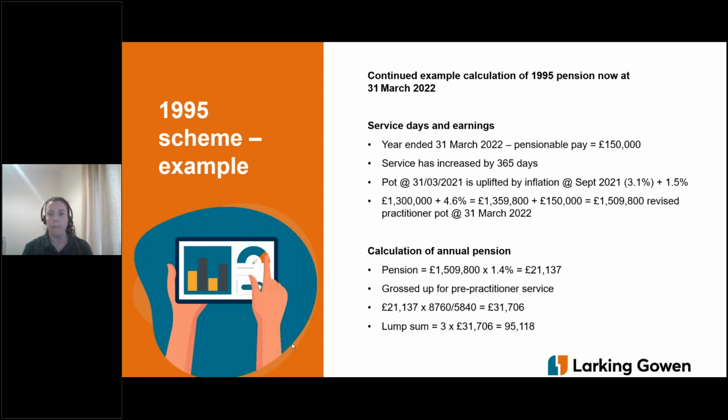It's not disappeared, but we've got an extra year now. We've had an extra year of service, so both of those service figures have increased by 365 days. Obviously, if you weren't in the scheme for a full year, they would have gone up slightly differently. So then the 21,000 jumps up by £10,500 to £31,706. And again, we generate the lump sum of £95,000. So hopefully that gives a little bit of context behind the 1995 workings.